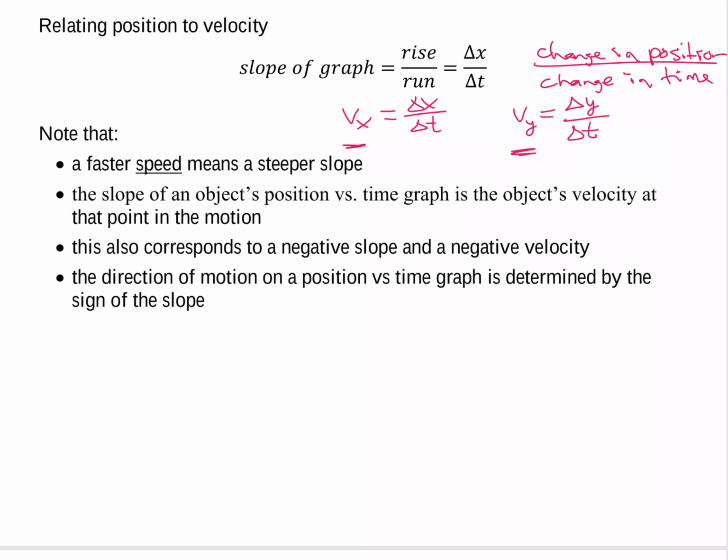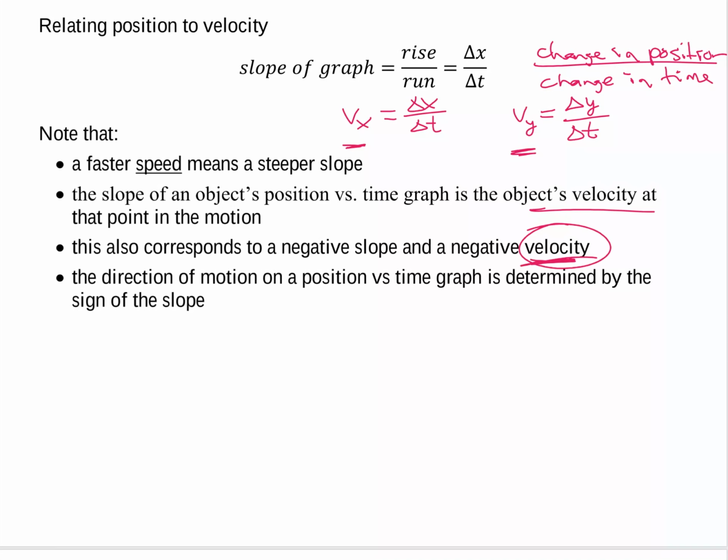We saw that with the position versus time graphs already. The slope of an object's position versus time graph is the object's velocity at that point in the motion. So the object's velocity and the slope on the position versus time graph are the same. This also corresponds to a negative slope and a negative velocity. Negative velocity, okay? Not negative speed. Speed is not negative. Velocity can be negative because it describes a direction of travel as well. The direction of motion on a position versus time graph is determined by the sign of the slope. That's why it's velocity here, not speed.